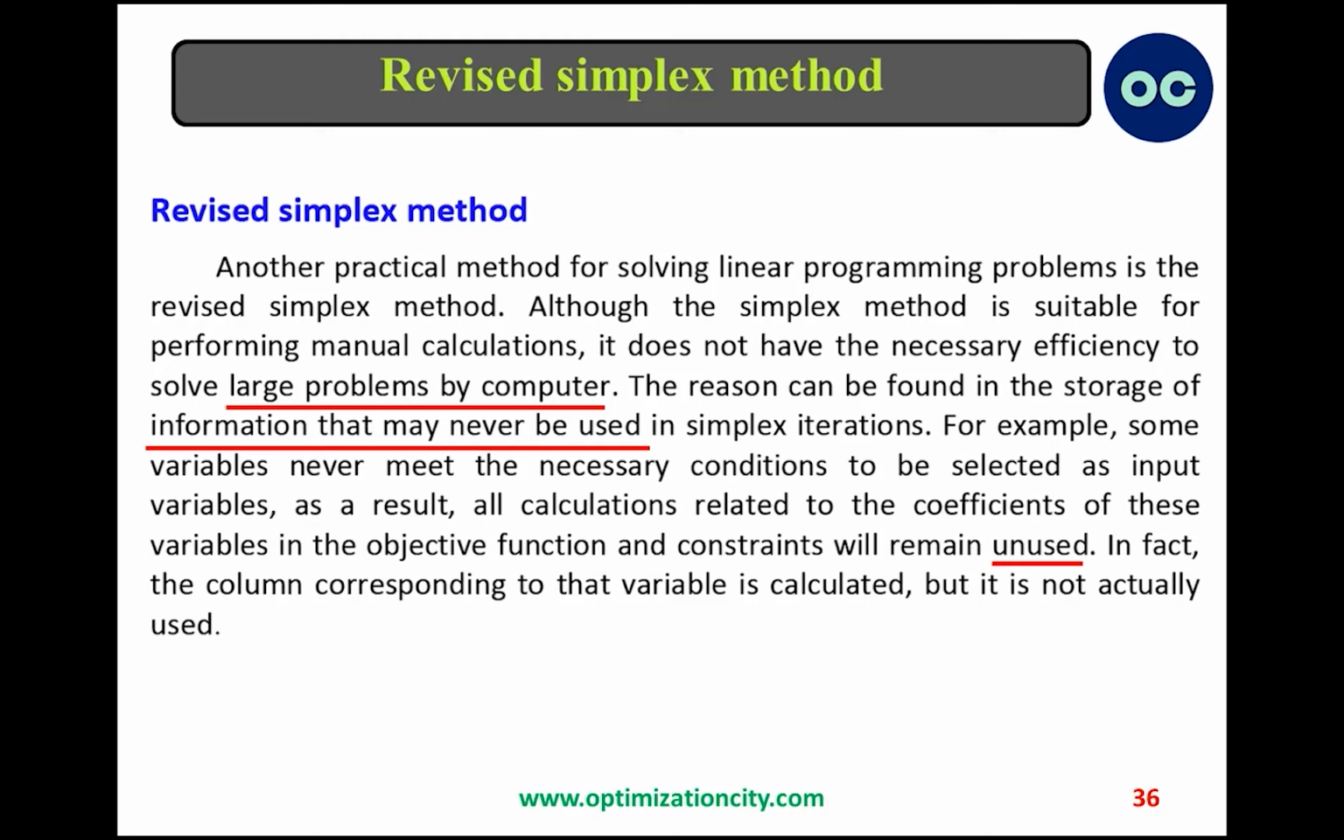For example, some variables may never meet the necessary condition to be selected as the input variable, meaning that all calculations related to the coefficients of those variables in the objective function and constraints will be unused. In other words, the column corresponding to that variable is calculated but is not actually used.